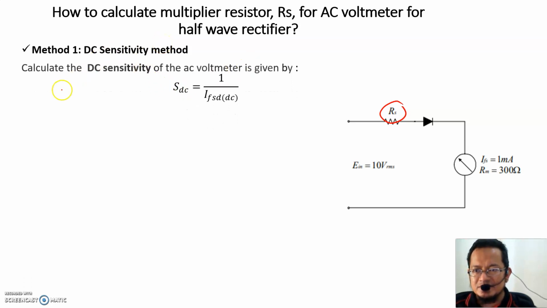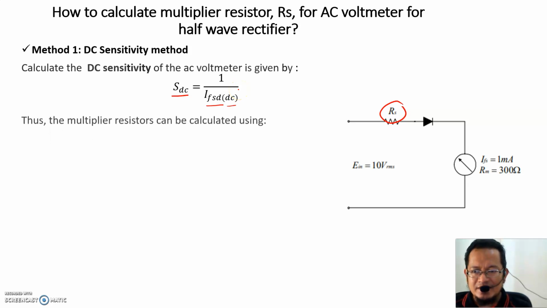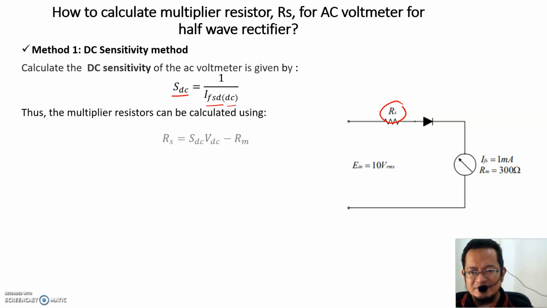At first you need to calculate the DC sensitivity of the AC voltmeter using this formula, SDC. The DC sensitivity is 1 over the full scale deflection current of the DC. Then the multiplier resistor can be calculated using RS equals SDC, which we calculated earlier, multiplied by the DC voltage, minus RM. Remember that the DC voltage here is basically the average voltage.